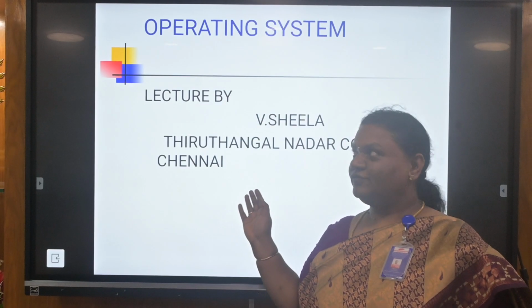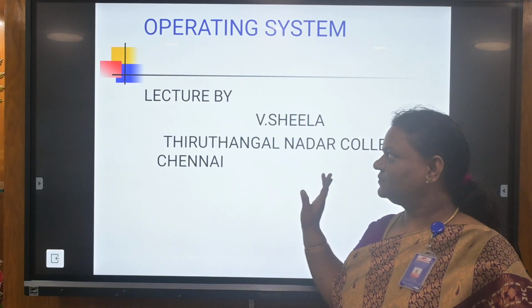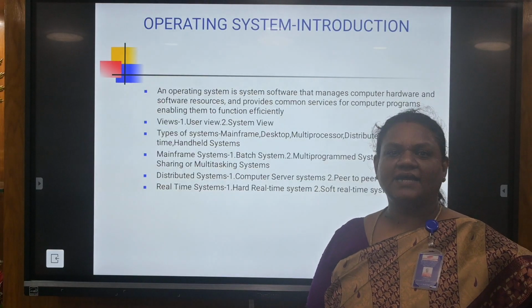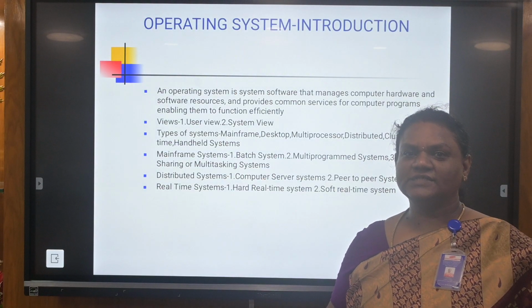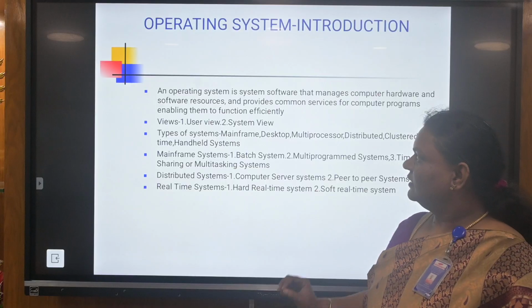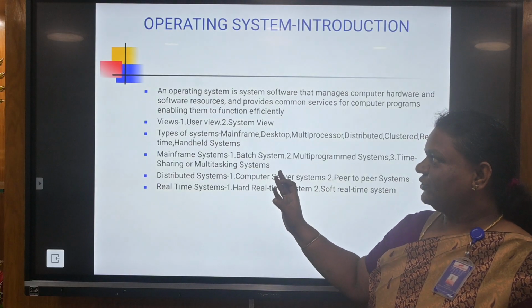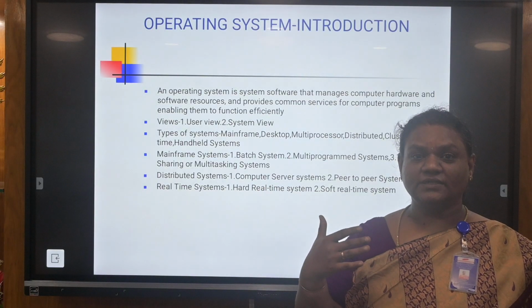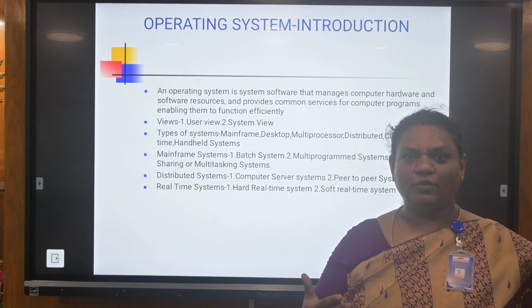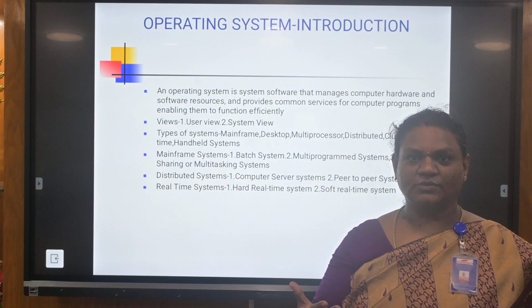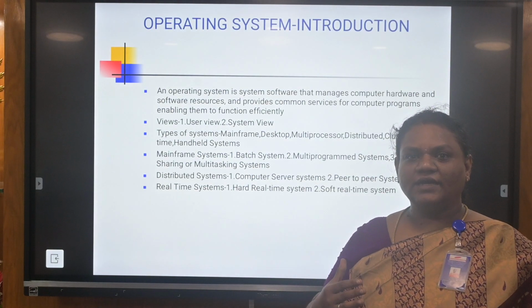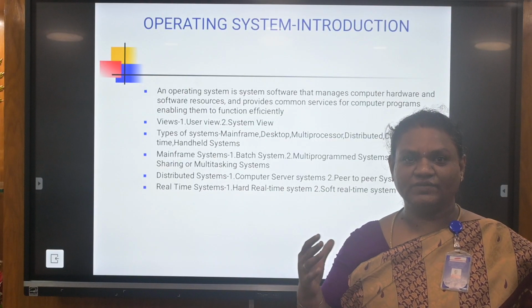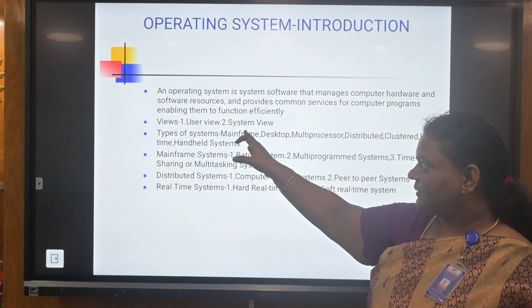Welcome to the session. Today we are going to see about operating system. An operating system acts as an intermediary between the system resource and the user. There are two views, user view and the system view. User view is the one which the user will see the system, how we are giving instructions to the system. System view is more like how the system is interacting, how the system is working within. That is about the system view.